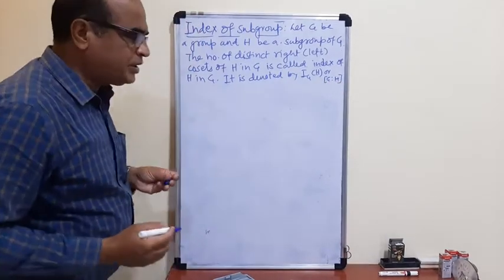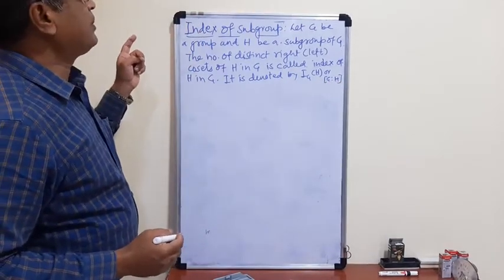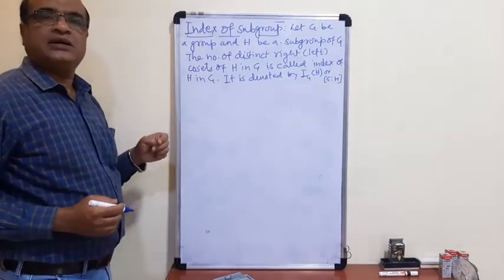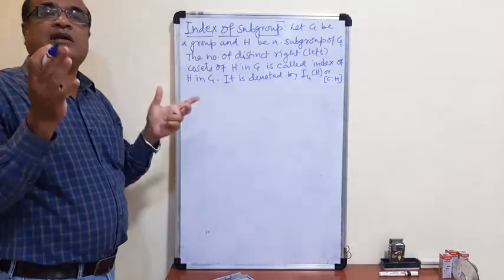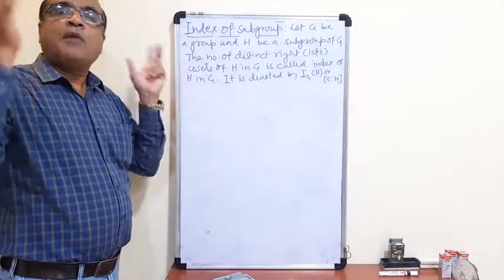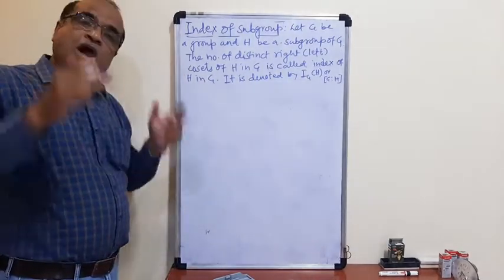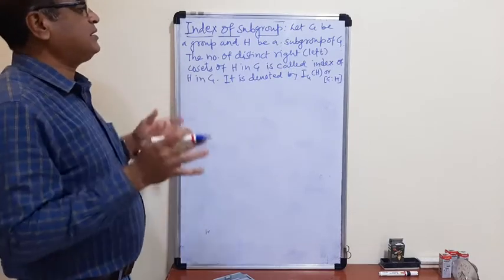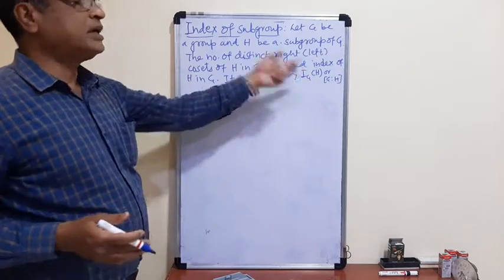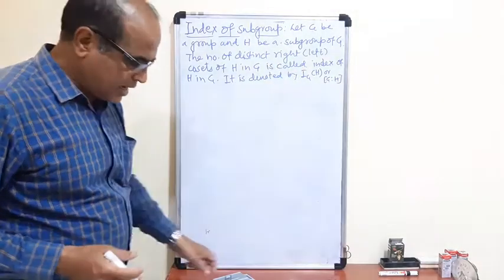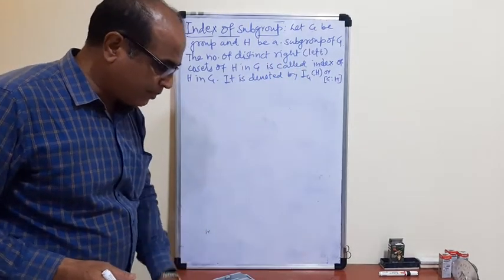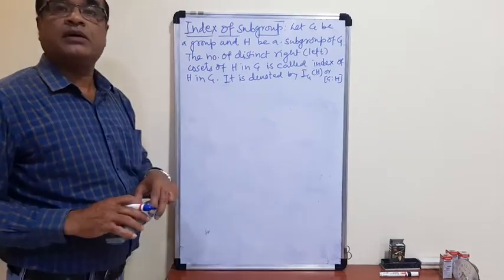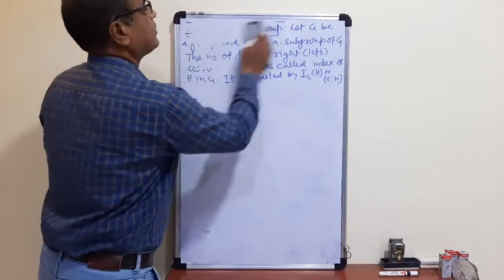So what is the definition? Let G be a group and H be a subgroup of G. Then the number of distinct right or left cosets of H in G is called the index of H in G, and it is denoted by this symbol here. So we take an example to understand what the index of a group is.